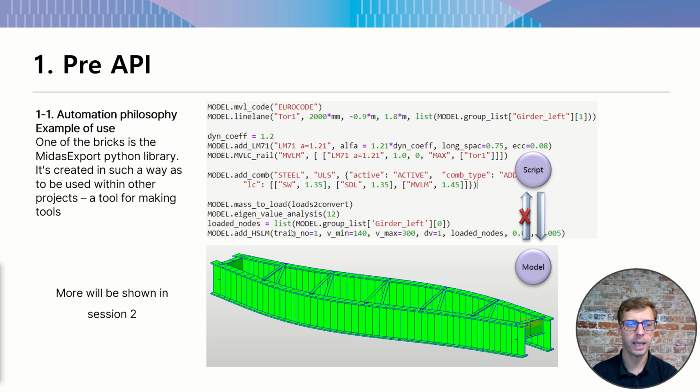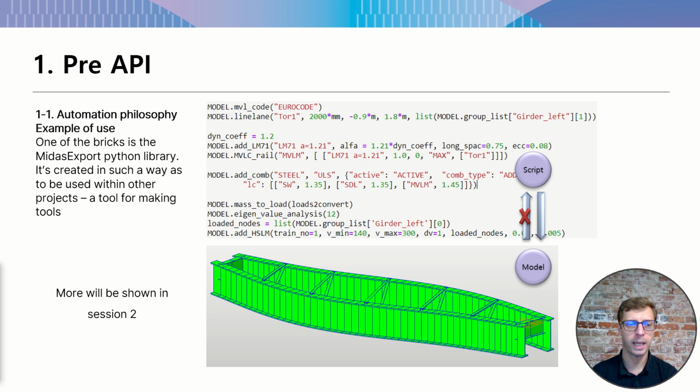The same with dynamic analysis. The idea was to simplify everything. So essentially here I can add one of the HSLM trains. This could of course be done in a loop to add all of them at once. The minimum and maximum speeds, and then the step between each of the speeds, and then which nodes are loaded, and so on.